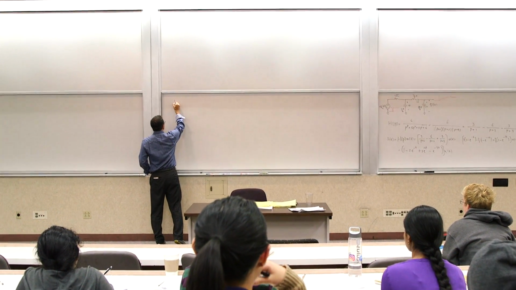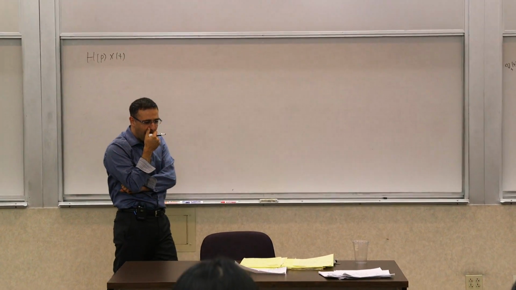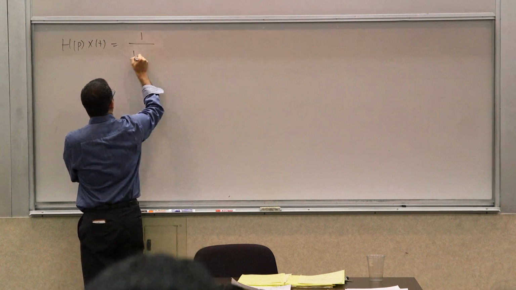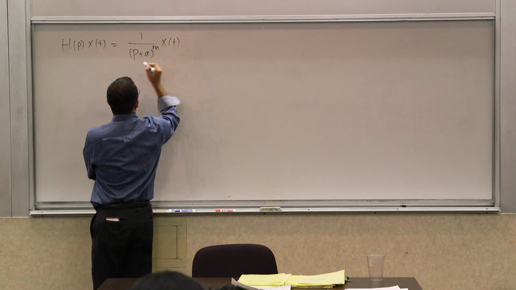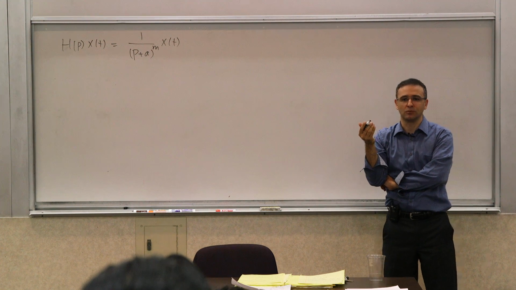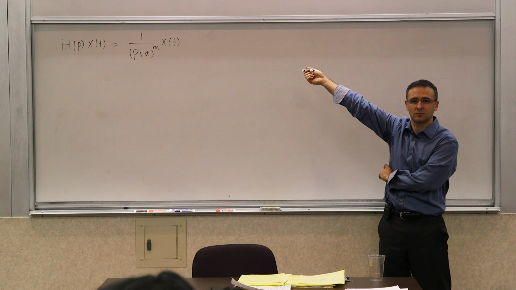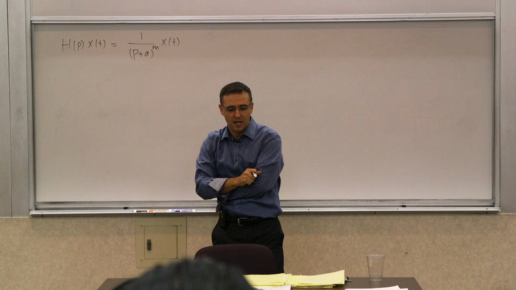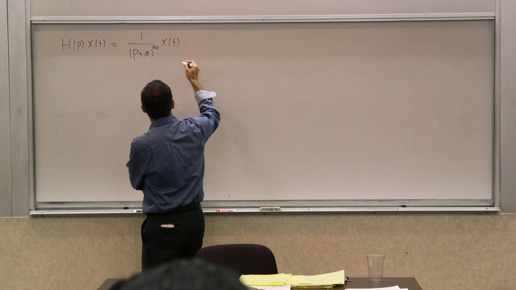If you have an h of p, the system operator operating on some function x of t, the question is, what if this h of p is of this form, p plus a to the m operating on x of t? What would this do? Because this is when you have multiple roots for the denominator, you will get this kind of form. So the question is, what does this do? We can actually use the definition of this to find out what this looks like.